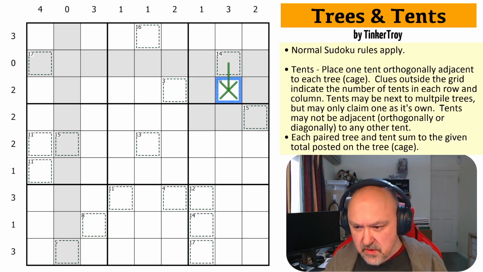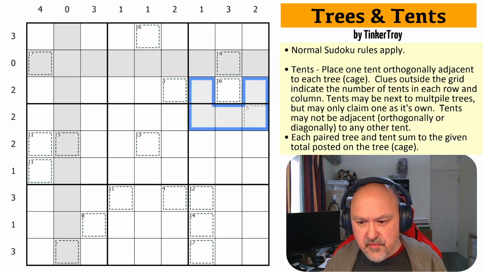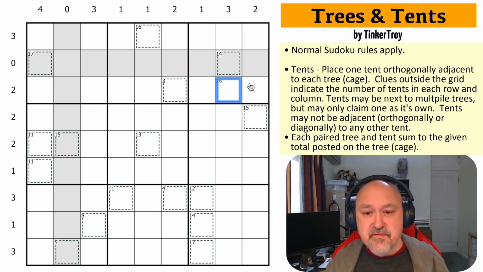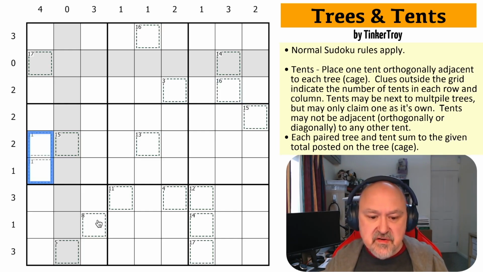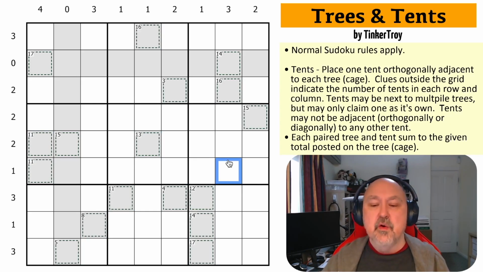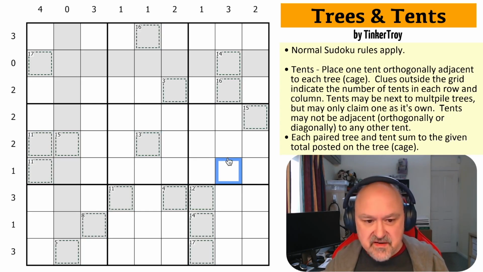Right. Okay, cool. Maybe TinkerTroy did want you to figure that out, but I think that possibly should have been stated. But anyway, so no tree can contain a tent for a different tree. No tree can contain a tent because it would have to contain a tent for a different tree. And if it did that, then there would be nowhere to place the tent for itself.